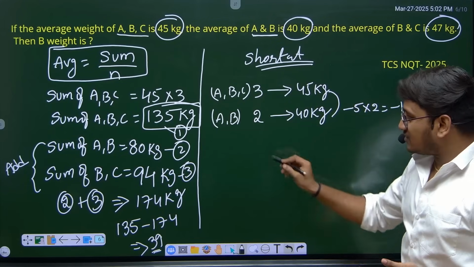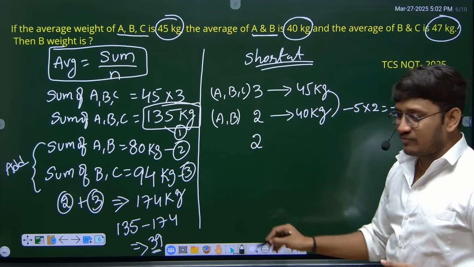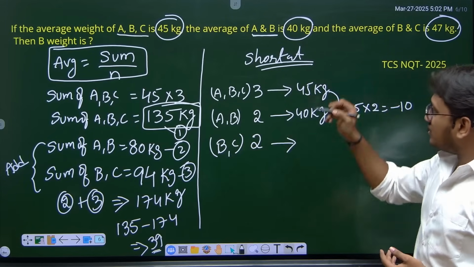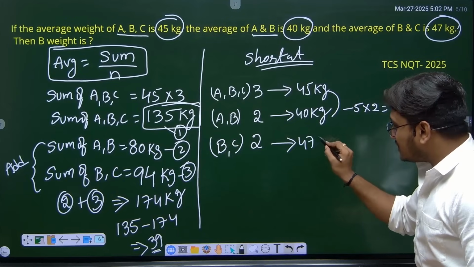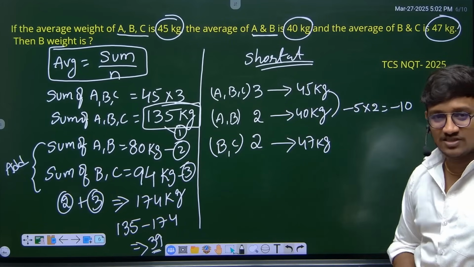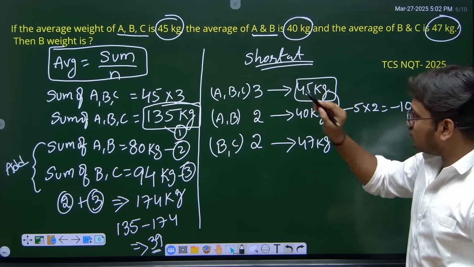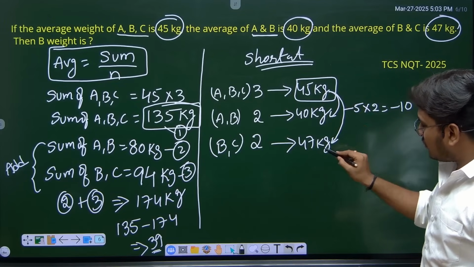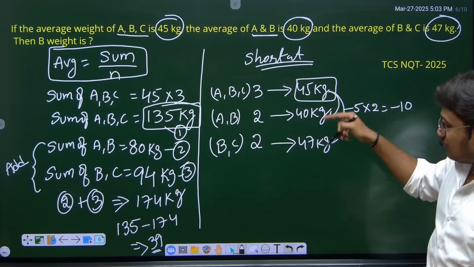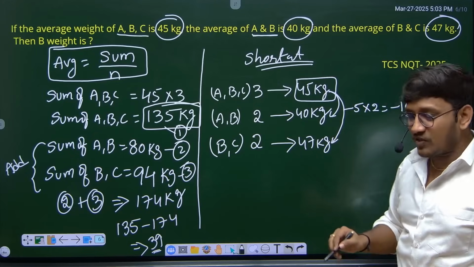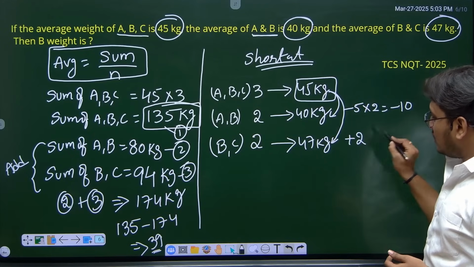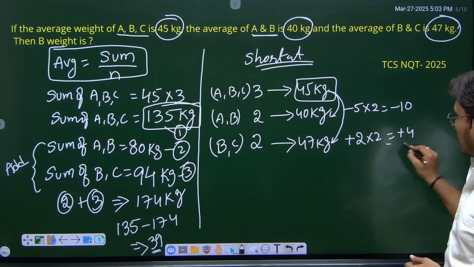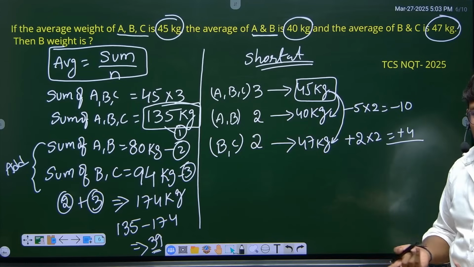Now one more condition. Again 2 members, B and C. Their average is 47 kgs. What is the total average? We assumed it as 45, right? But if you observe these people, we assumed 45, but they are 2 kgs extra. 2 kgs extra means plus 2. For how many members? 2 members, so 2 into 2 is plus 4. If you try to balance this, your answer will be done.